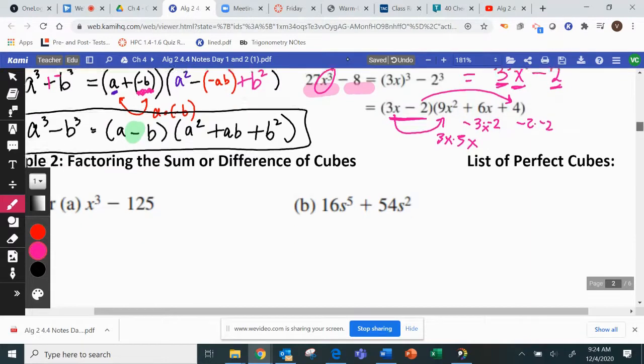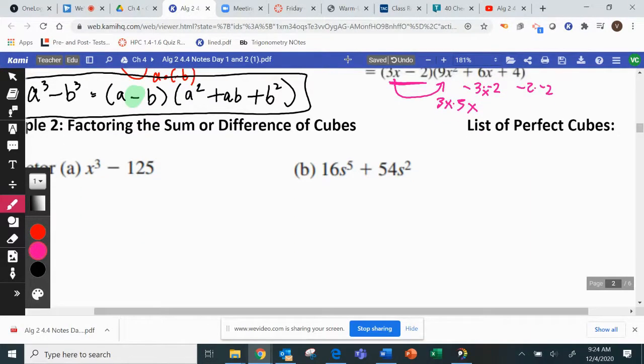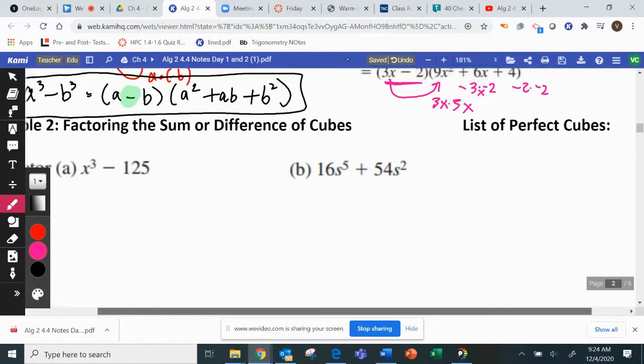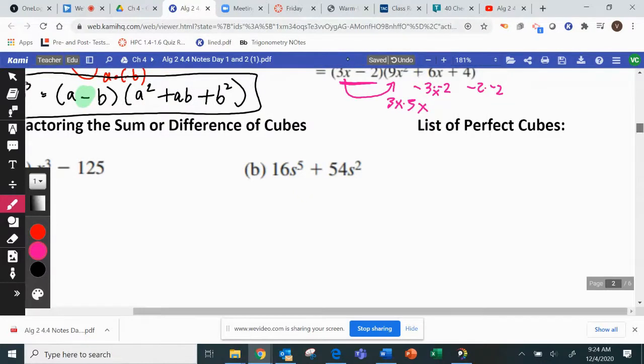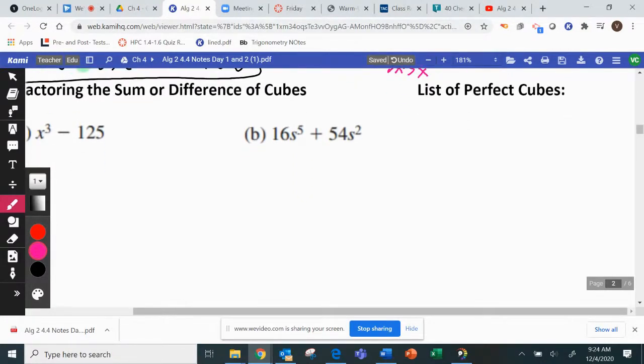So let's try one of these that doesn't have it done. And also, I don't know if you see this list of perfect cubes. It might be helpful if you have a list, if you don't know these. Let's say if I did 1 to the third, that's 1. 2 to the third, 8. 3 to the third, 27. 4 to the third is 64. Anybody know 5 to the third? 125. Good.